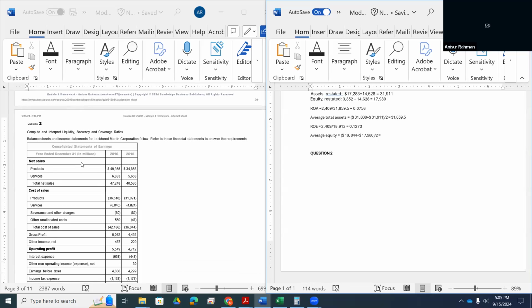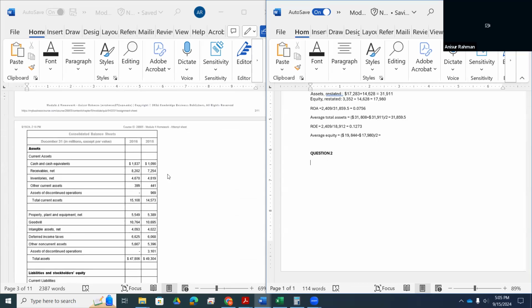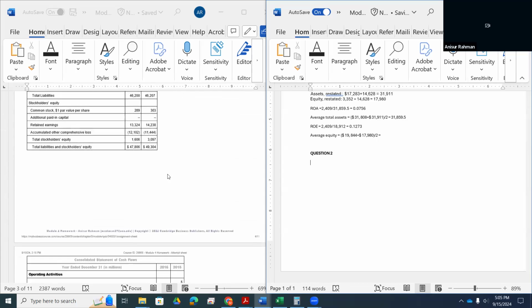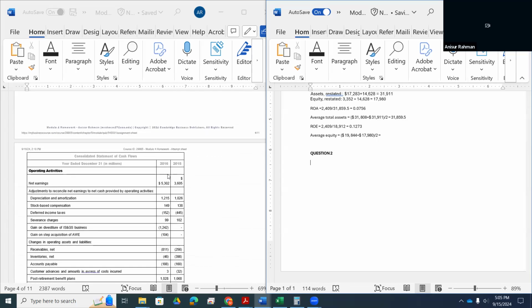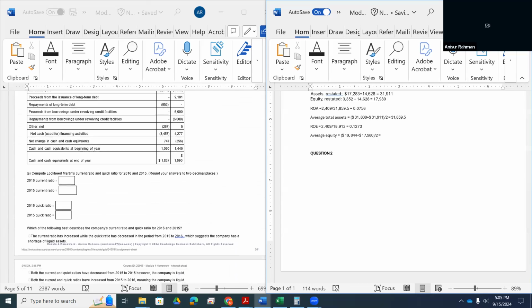So we have a statement of earnings, statement of income, balance sheet, cash flows. First, we have to calculate current ratio and quick ratio.